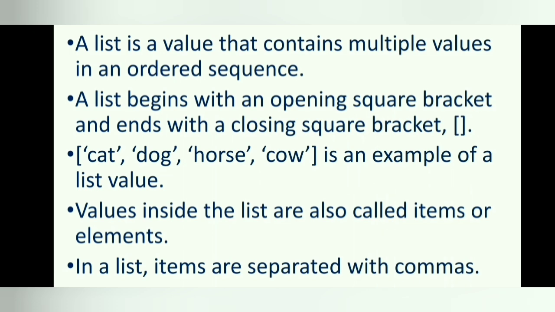A list begins with an opening square bracket and ends with a closing square bracket, just as string values are typed with quotation characters to mark where the string begins and ends. Cat, dog, horse, cow is an example of a list value. Values inside the list are also called items or elements. In a list, items are separated with commas.